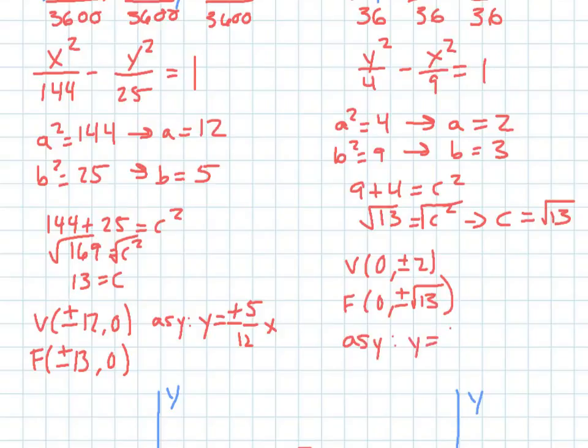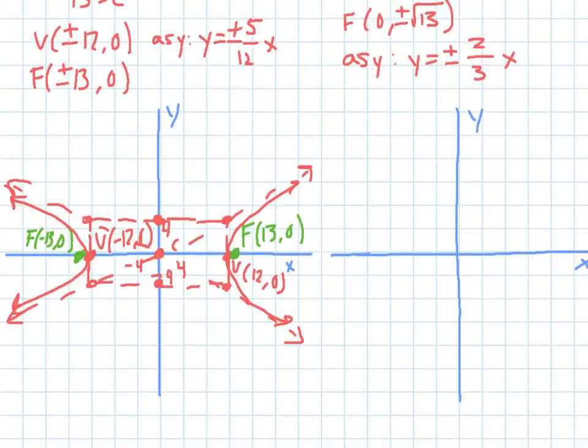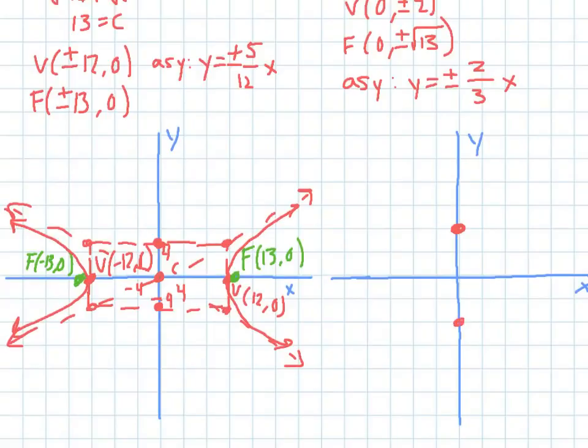it'll be y equals plus or minus. Now here, because you're going up first and your vertical axis is the a value, you go up a and then to the right b. So it's 2 over 3 in this case. Okay? So then here, I'll go up 2 for my vertices. And then I'll go down 2, okay, and I'll label them. Okay, and I'll do the same thing for my foci.